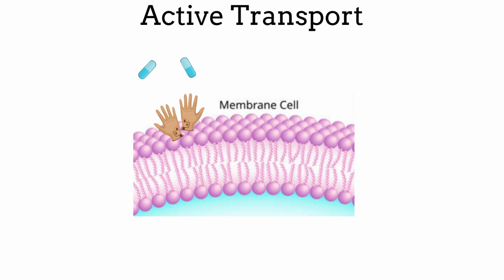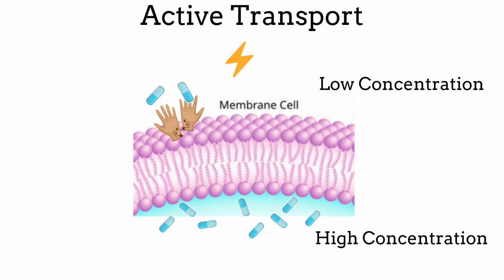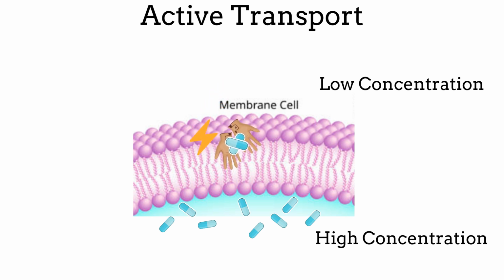Active transport looks a lot like facilitated diffusion. The differences are that active transport requires energy and moves the drug against the concentration gradient. A drug binds to a receptor and is transported across the membrane against the concentration gradient, which requires energy.